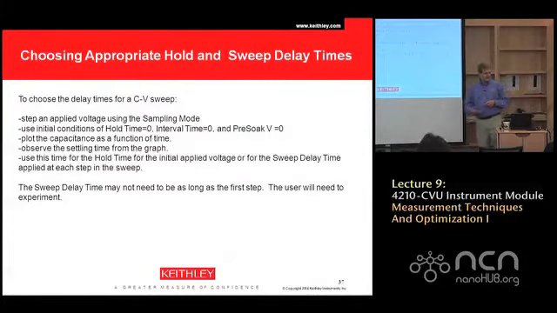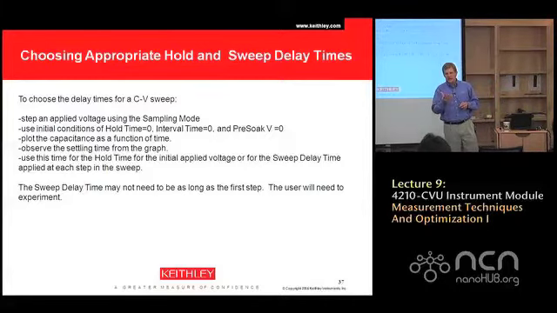So to choose the delay time, step the voltage using the sampling mode. I usually use initial conditions of 0 hold time, 0 interval, and 0 pre-soak voltage. In other words, I want to take capacitance as fast as I can. Plot the capacitance as a function of time and observe the settling time, and then use this as a hold time. In other words, this is how long you have to apply voltage to your sample before you even begin testing it.